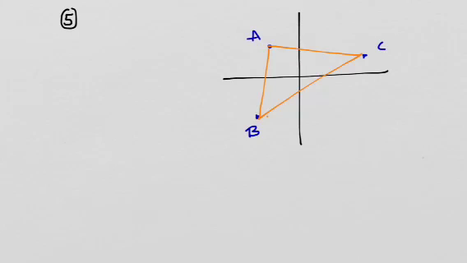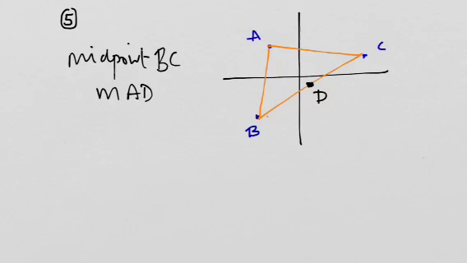Question 5 is a bit like question 1 actually. Find the equation of the median AD. It's not got a picture drawn, so we'll do a quick sketch of the picture. AD, well, we need to find D first of all. How do you find D? It's the midpoint of BC. Then we get the gradient of AD, and then we use y minus b. Okay, so it's almost identical to the first question.